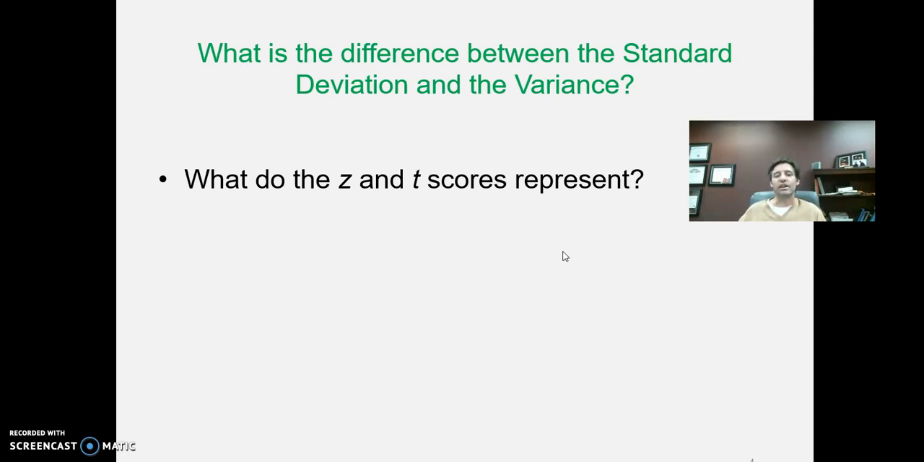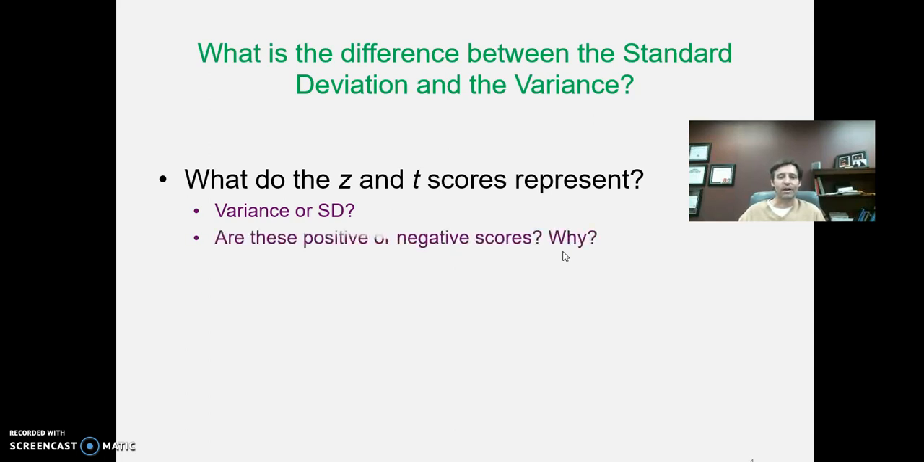What do the z and t scores represent? If you bring back that image of the normal distribution, what do the z scores and t scores represent on that normal distribution? If you said the distance in standard deviations from the mean, you are correct. You are absolutely correct. And is it dealing with the variance or standard deviation? It's dealing with the standard deviation, right?